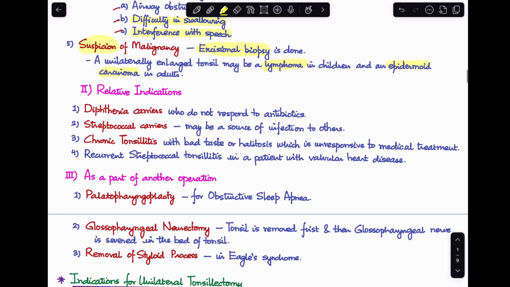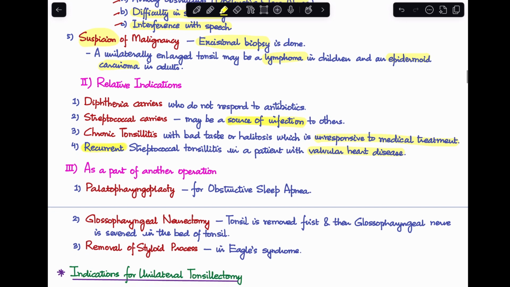Next, coming to the relative indications. There are 4 relative indications. One is diphtheria carriers who are not responding to antibiotics. Second is streptococcal carriers because they can be a source of infection to others. Third is a case of chronic tonsillitis with bad taste or halitosis and which is unresponsive to medical treatment. And lastly, recurrent streptococcal tonsillitis in a patient with valvular heart disease. So these are the relative indications of tonsillectomy.